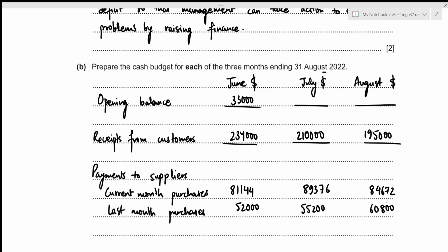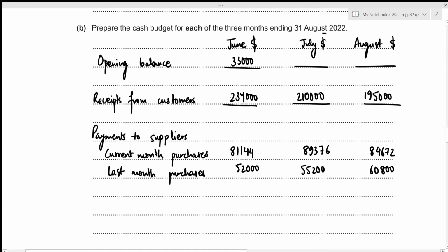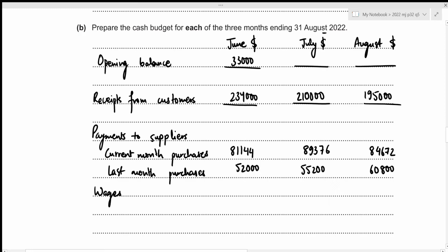Then we also had other expenses such as wages and overheads. Let's have a look above. We are told that wages of 50,000 and overheads of 20,000 are paid in the month in which they are incurred. And we are also told that wages increased to 55,000 from July. So for the month of June, wages will be 50,000, and for the month of July and August, it will be 55,000, whereas the overheads are going to remain constant at 20,000 for all 3 months. Let's write these two headings. So firstly, we have wages, 50,000 for June, 55,000 for July, and 55,000 for August. And then we have our overheads, 20,000 for all 3 months.